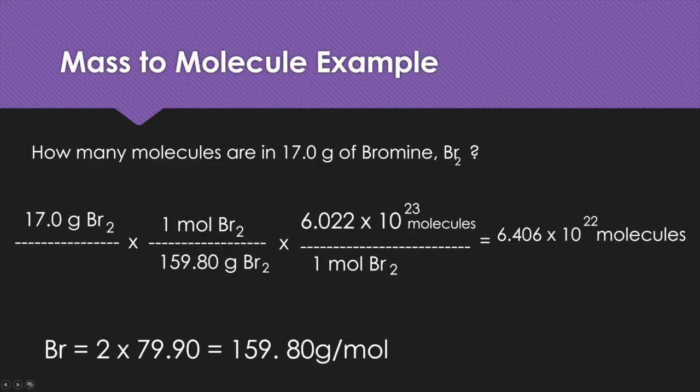So if we go off the same equation we were just using, but we want to extend it a bit further and want to find out how many molecules are in 17.0 grams of bromine, you would continue the equation by adding another section that has the same unit on the bottom, so that they can cancel out and use Avogadro's number, 6.022 times 10 to the 23rd, with the unit of molecules on top. You then complete the equation.